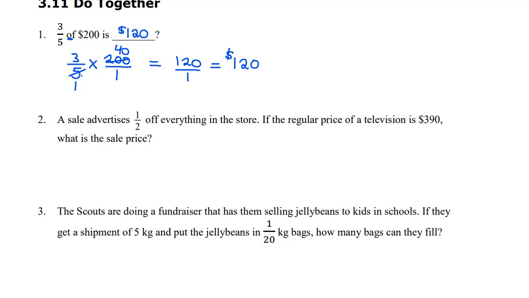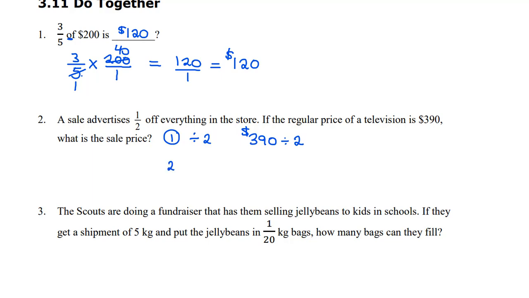For number 2, a sale advertises half off everything in the store. If the regular price of a television is $390, what is the sale price? So this is a really important question. When we see half off, we have a couple of options. First option is we can divide by 2. And that's an option that we use in life all the time. So we can take $390 and divide it by 2.